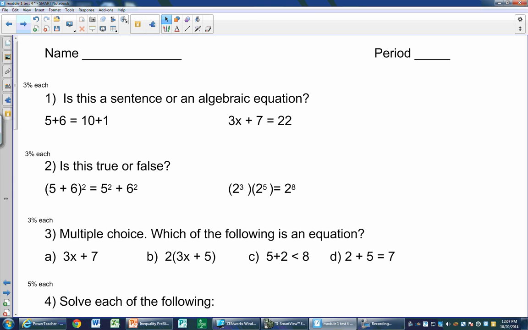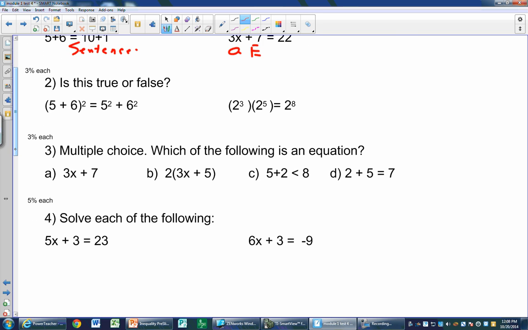So the first question: is this a sentence or an algebraic equation? This is a sentence because there are no variables in it, and we can tell whether it's true or false. This is an algebraic equation because there are variables, and we don't know if it's true or false.